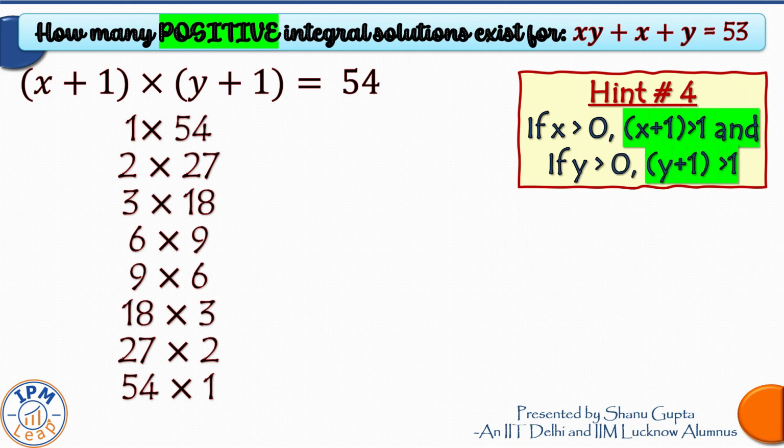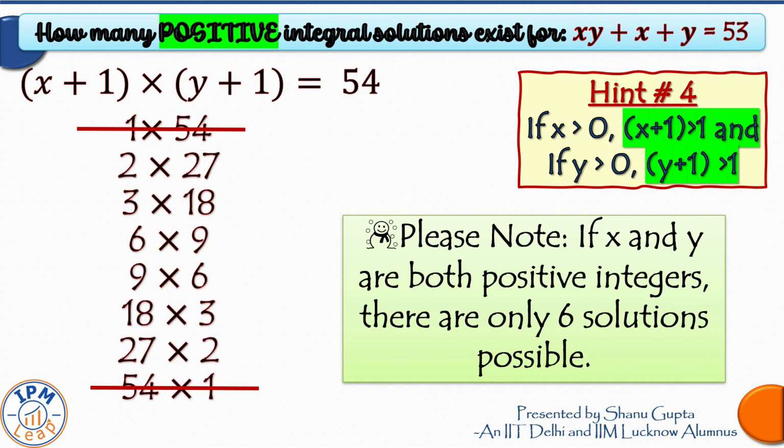What does it imply for these two terms on the left hand side? Look carefully. If x is greater than 0, then x plus 1 is greater than 1. And if y is greater than 0, then y plus 1 is greater than 1. This means the negative pairs are completely out. Further, both are greater than 1. They cannot be equal to 1. So we drop this combination and we drop this combination. Therefore, for this question that x and y are both positive integers, there are only 6 solutions possible.